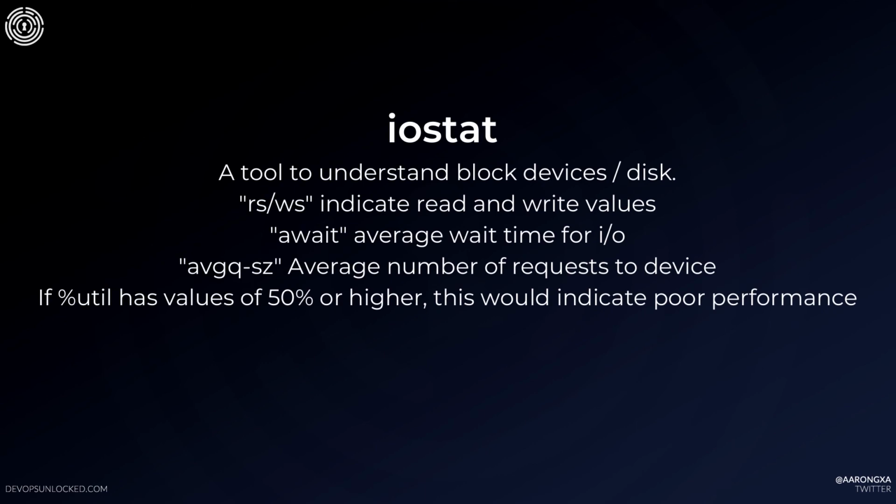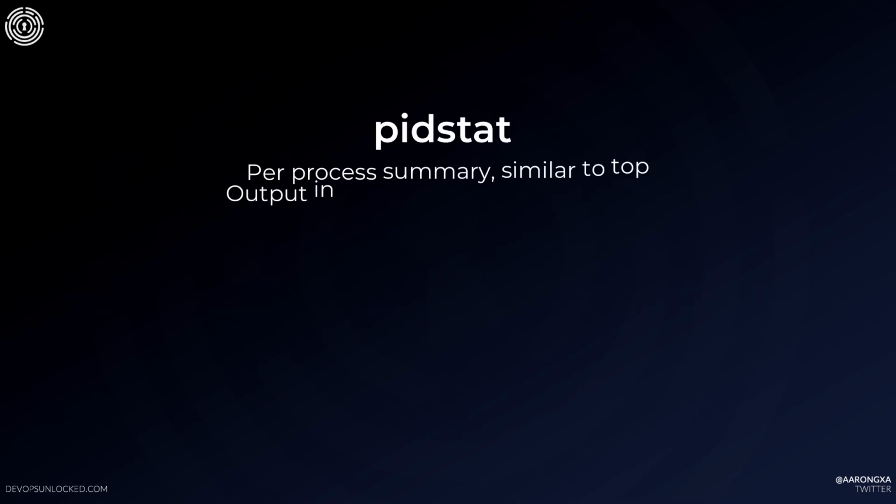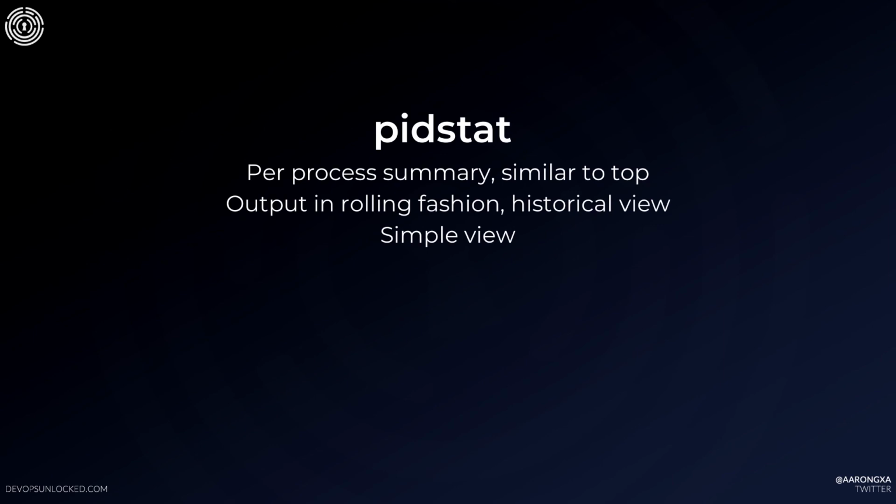RS and WS columns indicate read and write values. Await is the average wait time in I/O. And then AVGQSZ is the average number of requests to a device. And then pidstat is a per process summary. It's similar to top. Why I like it more than top is the output is in rolling fashion, pretty much a historical view, and it's just simple. It's a simple command to run and gives you the output you need.